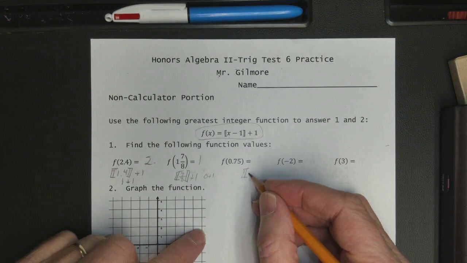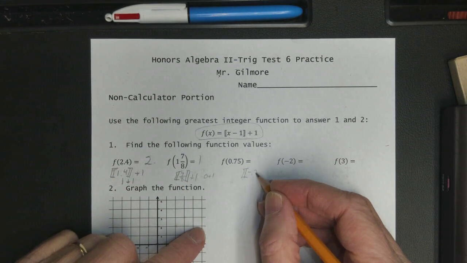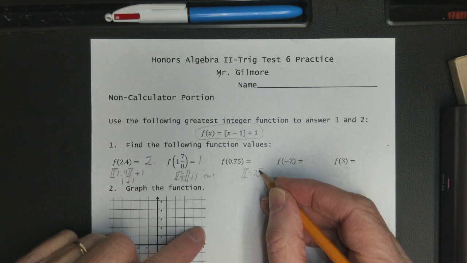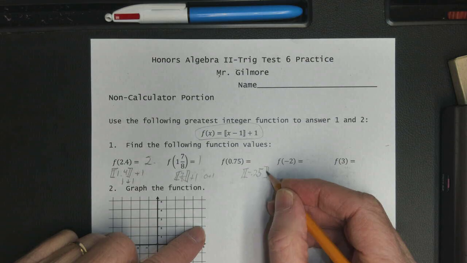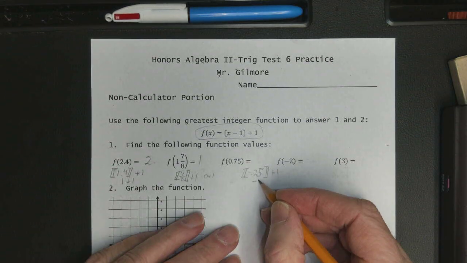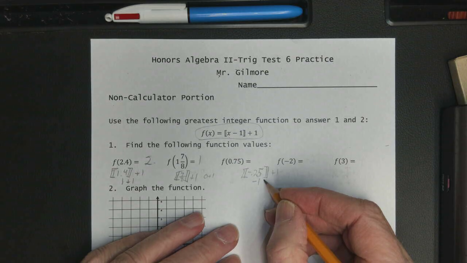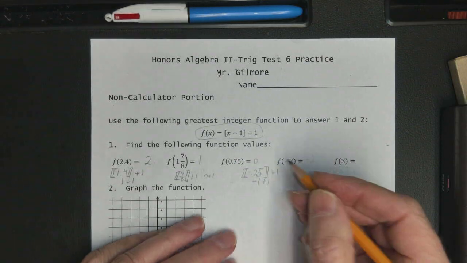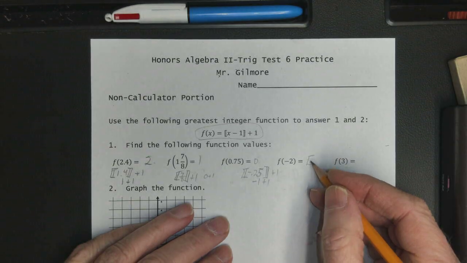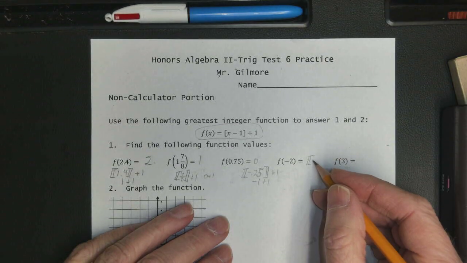For 0.75, I subtract 1, and that's negative 0.25. And then I add 1 to that. Now this, I go down to negative 1. I add 1, and that is 0. Negative 2.